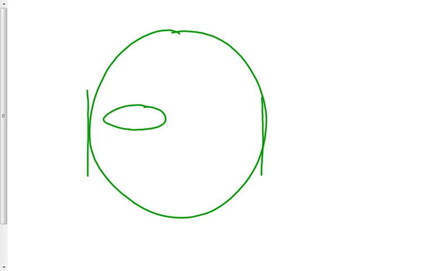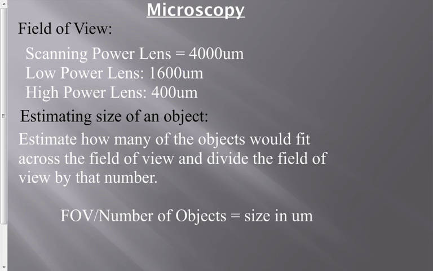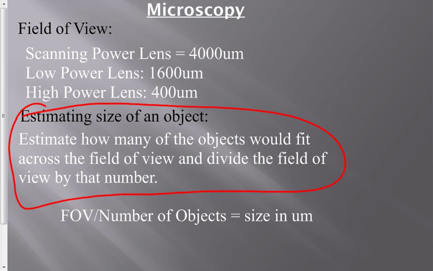About 150, 180, something like that, right? It takes up maybe about a third of that distance. And that's how we estimate it. We go, well, about 3 of those would fit across. So 400 divided by 3, and we would have our approximate size of the object that we're looking at. Anytime you want to estimate the size of an object, and I think I actually have this on the notes, this is what you do: you estimate how many of the objects would fit across the field of view and divide the field of view by that number, which is why we give you the fields of view so that you can do that accurately.